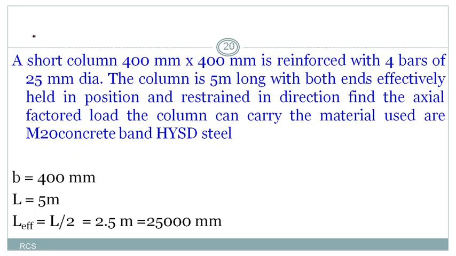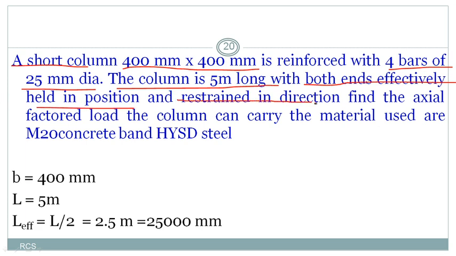So let us solve one more problem. A short column of size 400 mm by 400 mm is reinforced with 4 bars of 25 mm diameter, and the column is 5 meters long with both ends effectively held in position and restrained against rotation in any direction. So you know what is the meaning of this? Find the axial factored load the column can carry, and the material used for this is M20 grade of concrete and HYSD bars of steel.